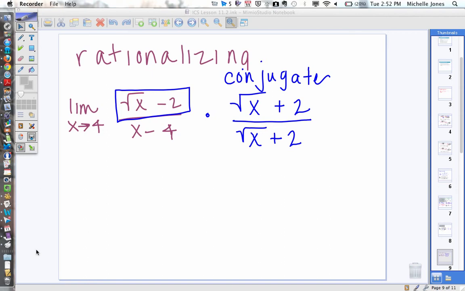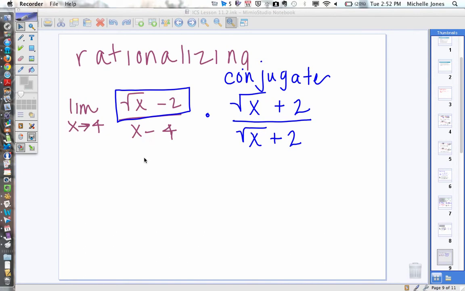Alright, so let's talk about rationalizing when it comes to limits. Here we have the limit as x approaches 4 of the square root of x minus 2 over x minus 4. So this is a huge issue because if we use direct substitution and put the 4 in, we're going to get 0 over 0. And we know we can't have that as an answer.